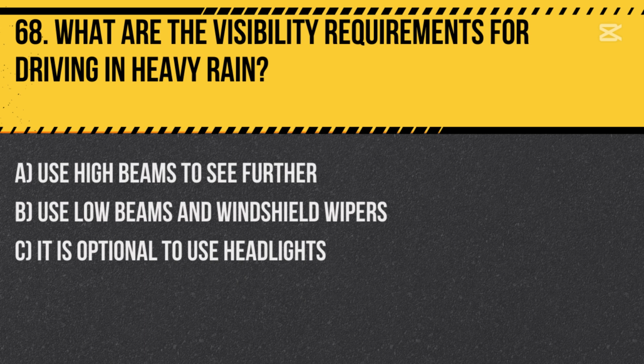Question 68. What are the visibility requirements for driving in heavy rain? A. Use high beams to see further. B. Use low beams and windshield wipers. C. It is optional to use headlights. Answer: B. Use low beams and windshield wipers. In heavy rain, low beams and wipers improve visibility and help other drivers see your vehicle.